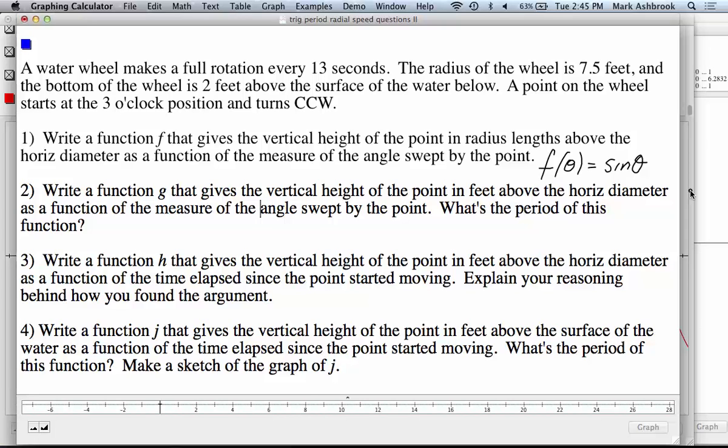So now we want the vertical height in feet as a function of the measure of the angle. That's G. So the input is theta. How are we going to get the vertical height in feet now? 7.5. Right? Because sine theta is like the fraction of the radius. You can think of sine theta as a fraction of the radius, and so it's what fraction of 7.5 are we above or below? We'll pick up 3 and 4 on Thursday.